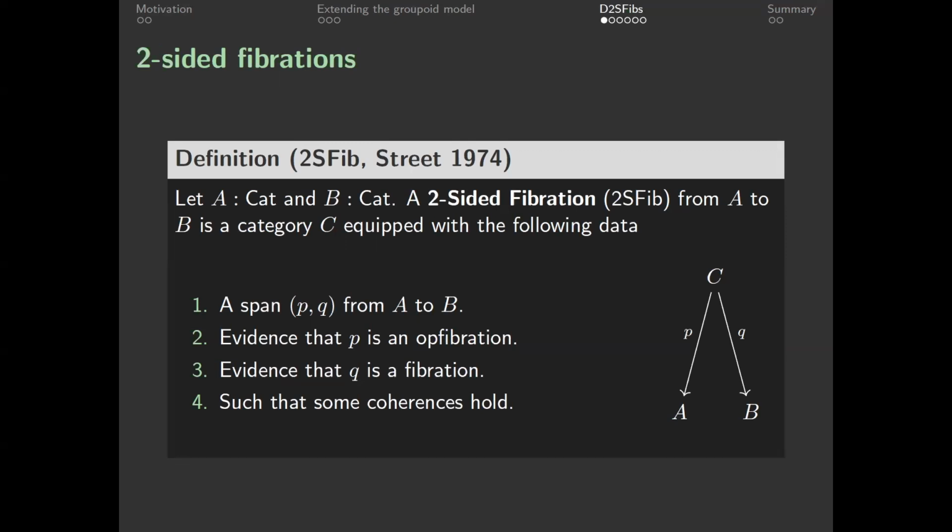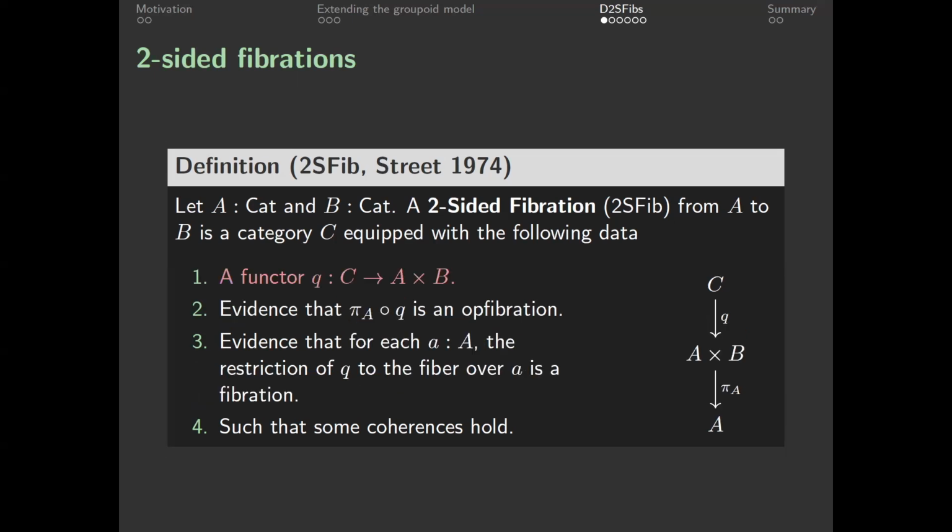But we are doing dependent type theory, so we would like the dependent version of this, that is, when B is dependent on A. Again, it's not clear how to straightforwardly generalize this from this definition, but we can massage this definition a bit. Instead of talking about spans, we talk about a functor Q from C to A times B, because we are particularly interested in the category of categories. Now, the second point says that the projection to A is an op fibration.